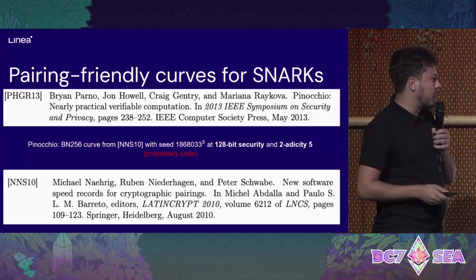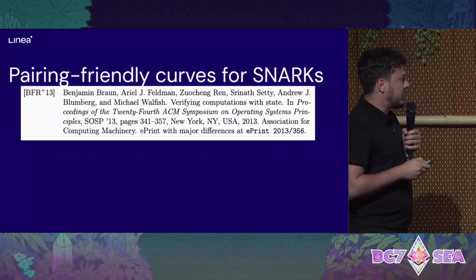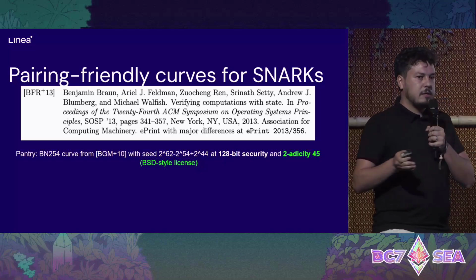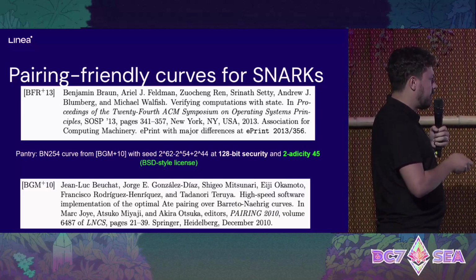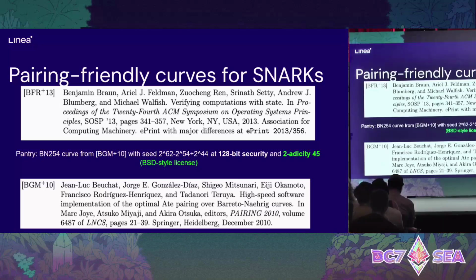a performance metric. A few months later, there was this paper, Pantry, where they implemented a BCTV-style Pinocchio with another elliptic curve, BN254, from another paper in 2010. And it has a 2-adicity of 45 at that time, even if we didn't know what 2-adicity is for.